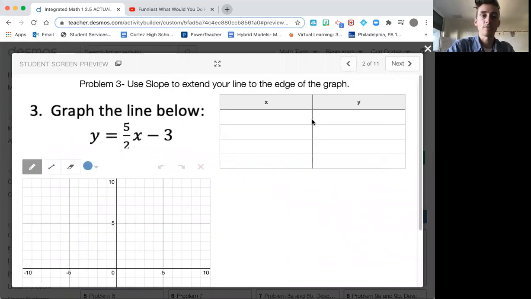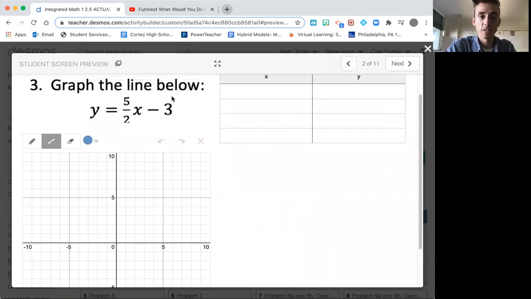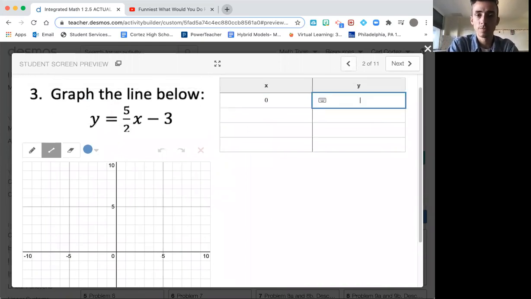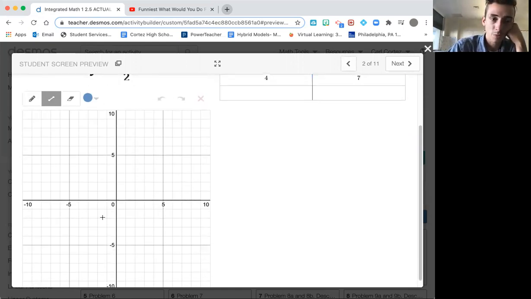Let's keep it going. Graphing the line below, this is in slope-intercept form, where I know that my y-intercept is -3. So I'll just make a note of some points in here. So I have 0, -3. I'm going to use the slope to get some other points where if I add 2 in the x direction, I go up 5 in the y direction. So that would go to 2. Do the same thing for another point, 2 in the x direction, 5 in the y direction, getting 7. Plot those 2 out, move on with it.